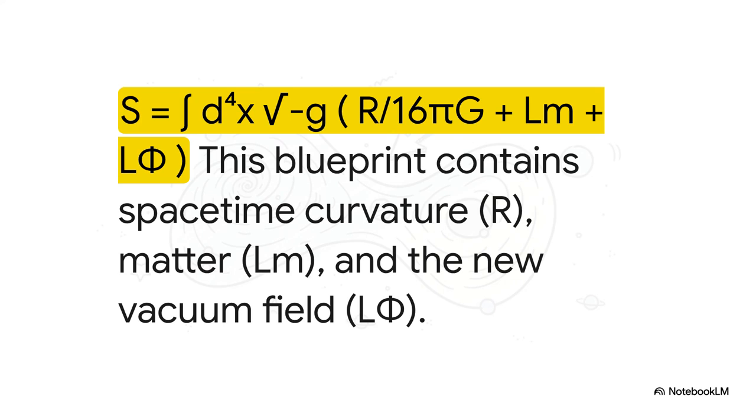And this is the master blueprint, the total action. Now, for anyone who's worked with field theory, this is going to look pretty familiar. It's got three key parts. The R term for space-time curvature, straight out of general relativity, Lm for all the standard matter we know and love, and then there's the crucial new piece, L phi, which describes the vacuum field itself. Essentially, this one equation contains all the physics of the entire system.